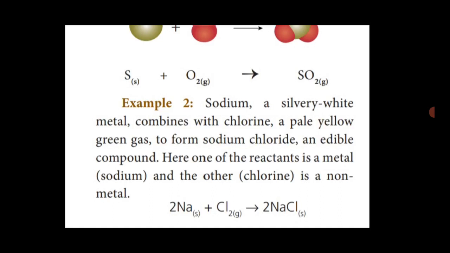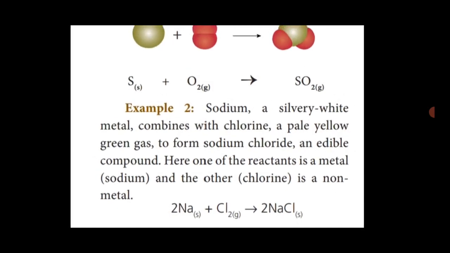These reactions can be between a metal and a non-metal, or both non-metals. In this case, sodium is a metal, chlorine is a non-metal. The metal reacts with the non-metal to form a compound. Sodium and chlorine are elements, and two elements combine to form a compound. This is another example.